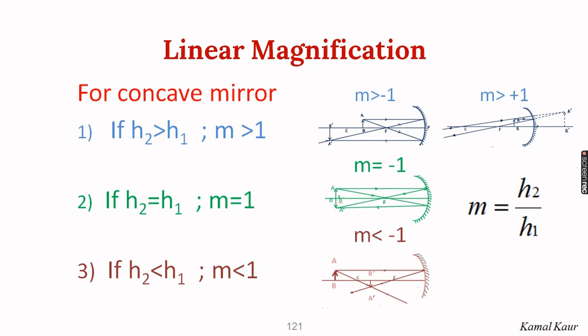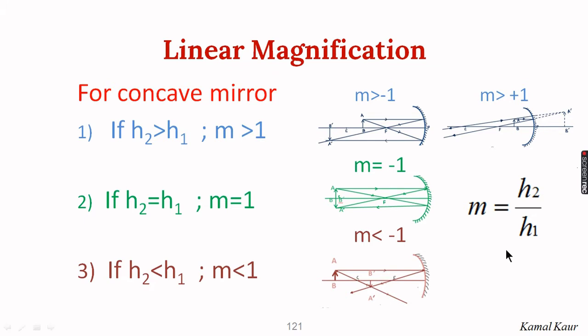But notice one more thing here. Here the image is inverted. Now whenever the image is inverted, the sign of magnification is always negative. That is why here we will say that m is equal to minus 1. The minus sign here denotes that it is an inverted image, and we know that every inverted image is real also. So the minus sign tells us real and inverted image, and the magnitude 1 says that image and object are of the same size.